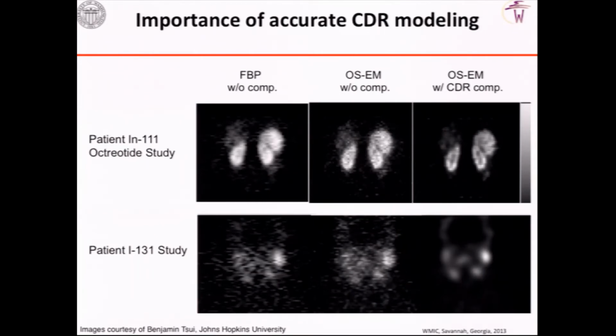And then down here on the bottom is an iodine-131 study, where, because you're imaging a very high energy photon, it's very important to be able to model the collimator detector response. And you see that by having all the additional information that you get with SPECT/CT, you're able to get a significantly improved image versus what you would get otherwise.